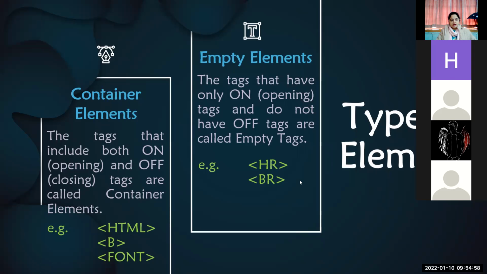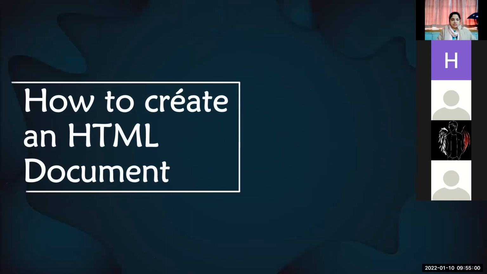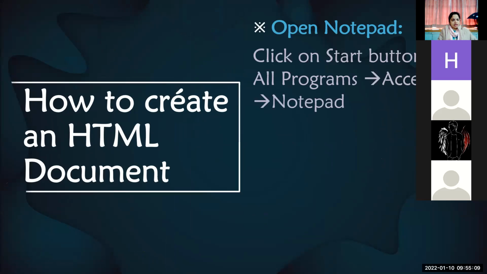Okay. Next, how to create an HTML document. First of all, open any text editor. Normally, we use Notepad. Notepad is a simple text editor. Open Notepad. How to start Notepad? Just like you normally start other programs. What are the steps to open Notepad?